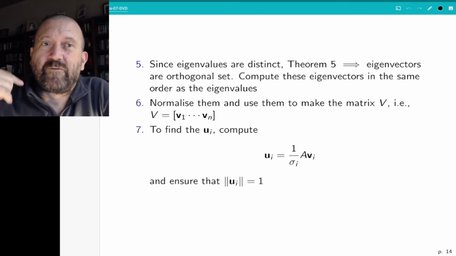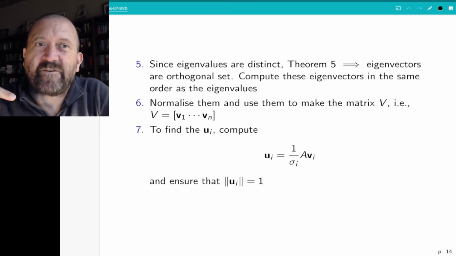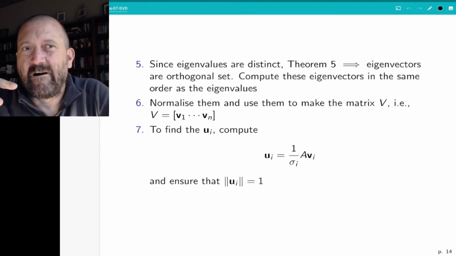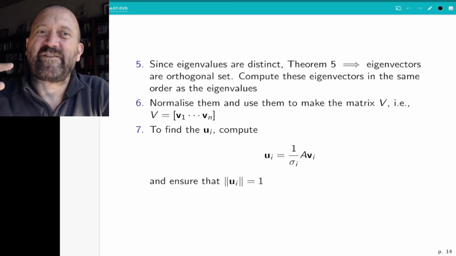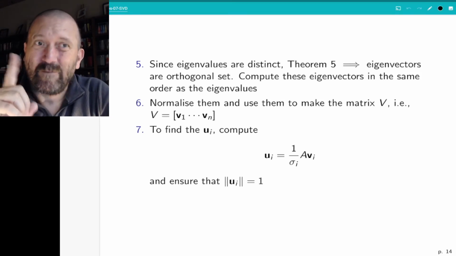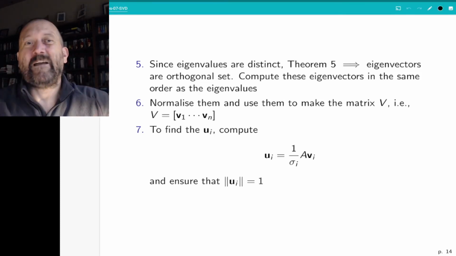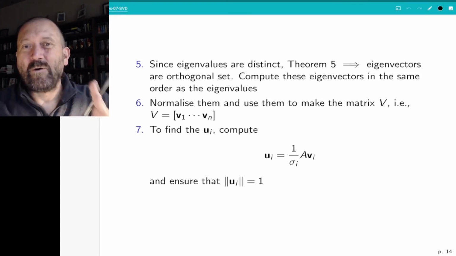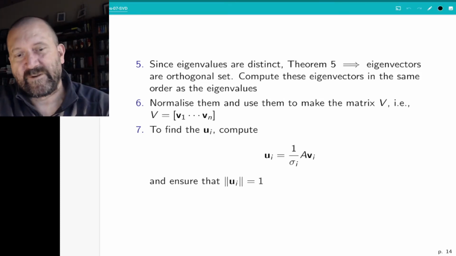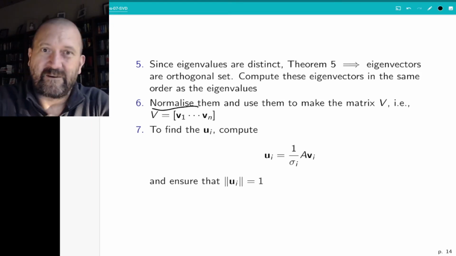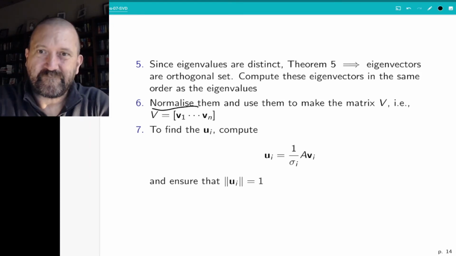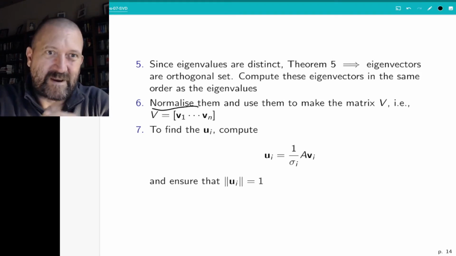Now, I want to create an orthogonal matrix, and I'll remind you that the columns of an orthogonal matrix form an orthonormal set. Orthonormal, not orthogonal. So I have an orthogonal set, and I will need to make it into an orthonormal set. What I simply do is I normalize the eigenvectors that I find.